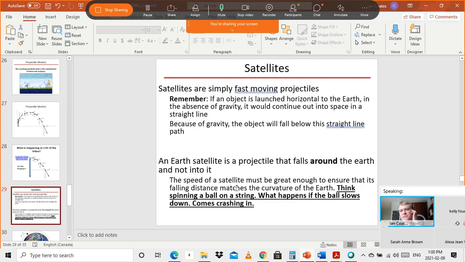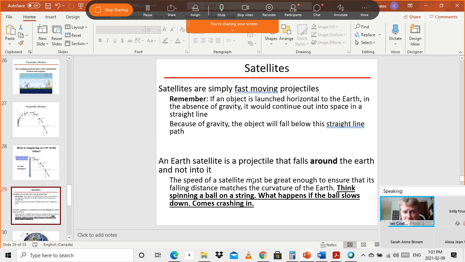Satellites are just simply fast-moving projectiles. We're almost done here, guys. I purposely made this only about an hour or so because I know you guys have bigger fish to fry today. But we should be done in about 5 or 10 minutes. And if you guys have any questions, we can talk about those.